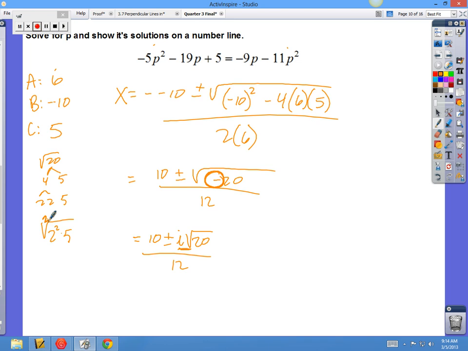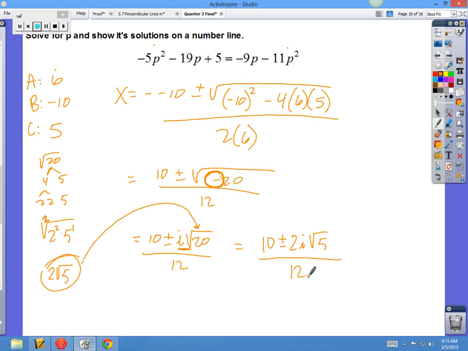So the 5 stays put, but you're going to pull a 2 out. So square root of 20 is going to become 2 times the square root of 5. So let's substitute this in place of the square root of 20. So it's going to be 10 plus or minus 2i times the square root of 5 all over 12. Okay, now it's a fraction. It's kind of a souped up fraction.